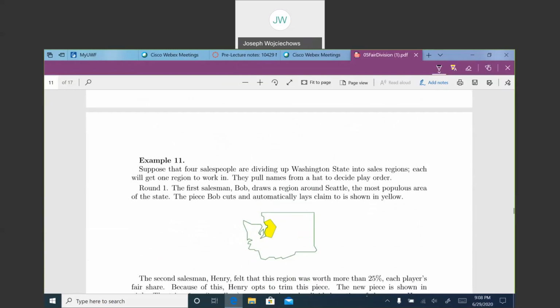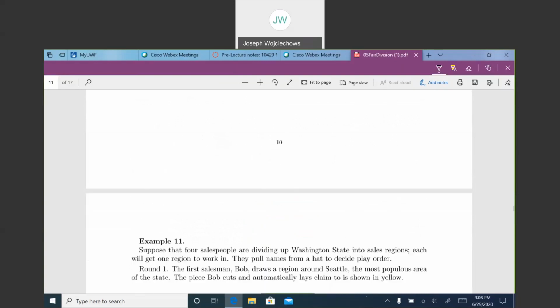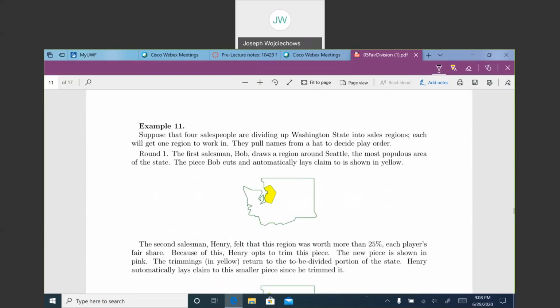So here we go. Suppose we have 4 salespeople dividing up Washington State into sales regions. Each will get 1 region to work in. They pull names from a hat to decide play order. So round 1, the first salesman, Bob, draws a region around Seattle, the most populous area of the state. The piece Bob cuts automatically lays claim to is shown in yellow.